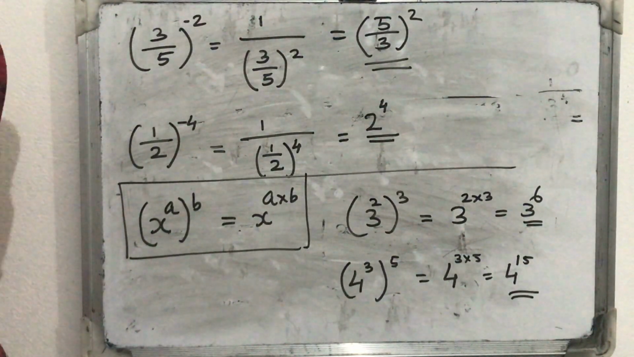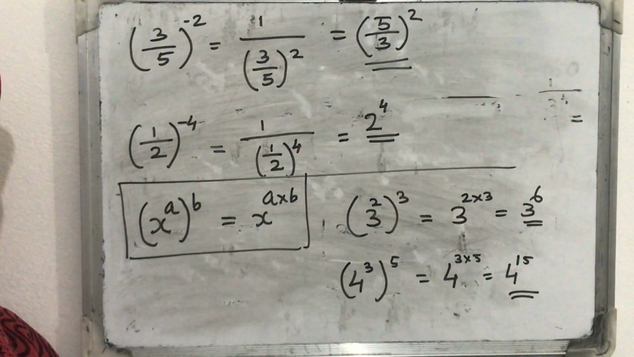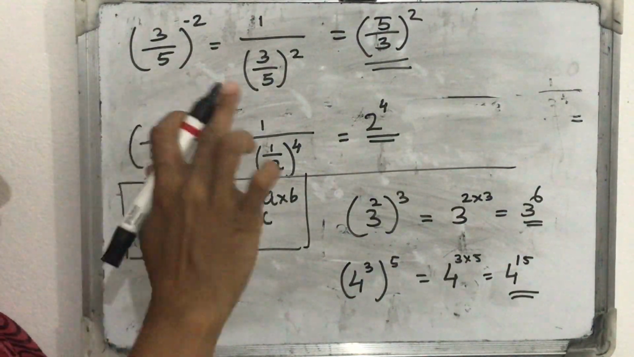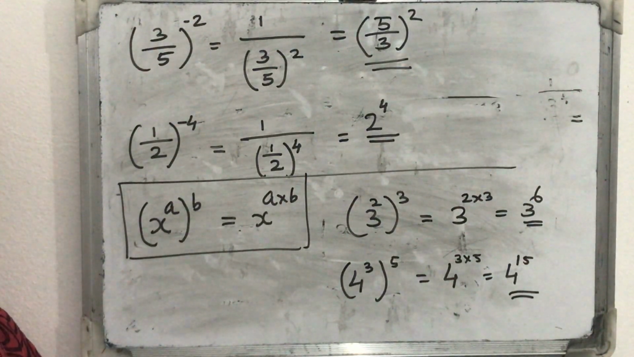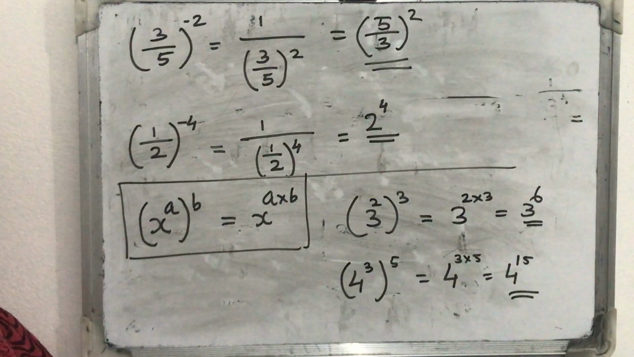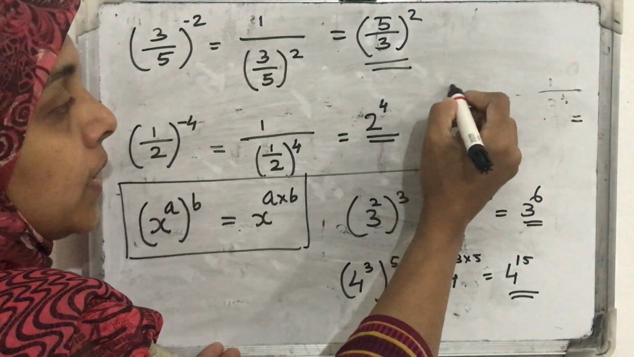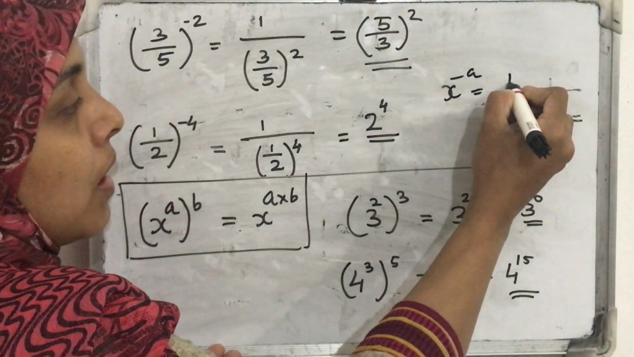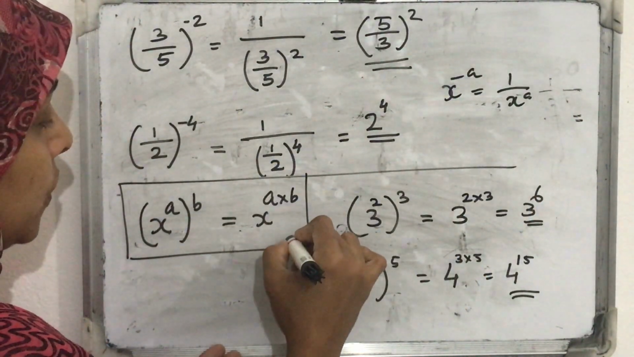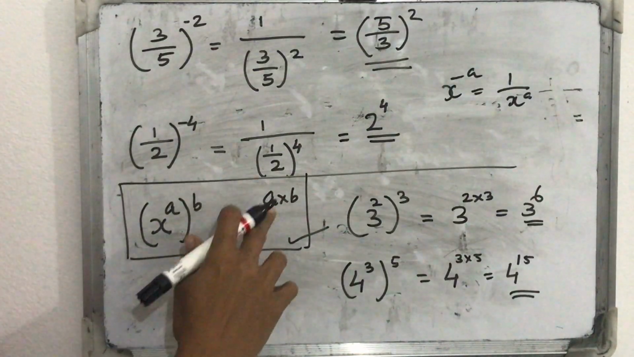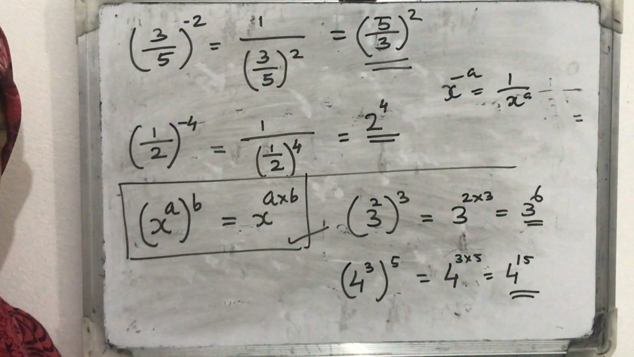So, now we have discussed a total of 4 exponent laws. First law is x raised to a into x raised to b equals x raised to a plus b. Second one, x raised to a divided by x raised to b equals x raised to a minus b. Now the third law is x raised to minus a equals 1 by x raised to a. Then the fourth one, x raised to a whole raised to b equals x raised to a into b. These four laws. Okay, today itself you should learn these.